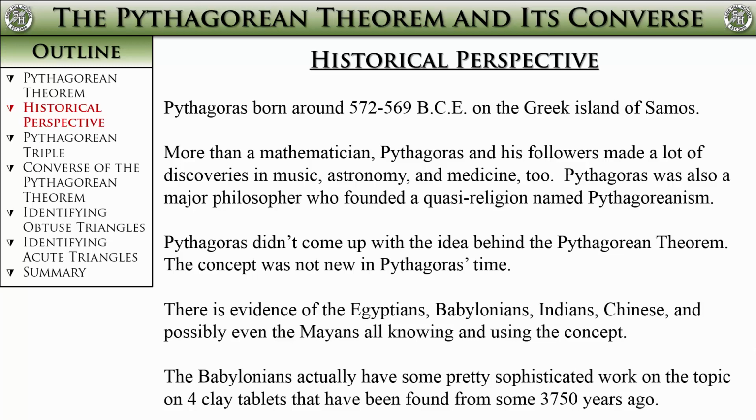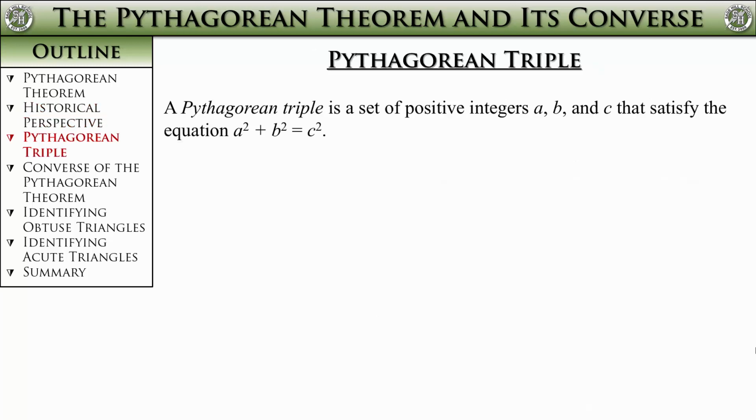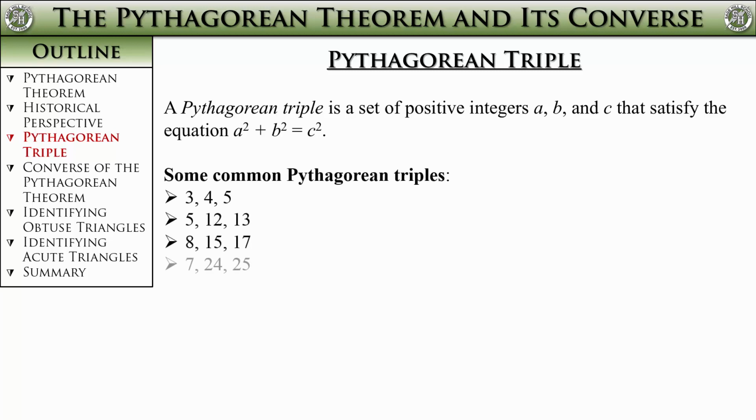Enough of the history lesson, though. Back to math. A Pythagorean triple is a set of positive integers, a, b, and c, that satisfy the equation a squared plus b squared equals c squared. The book actually says non-zero instead of positive, but I don't think that's quite right. Negative numbers, although they do satisfy the equation, shouldn't be included. Not that it's a big deal one way or the other. The basic idea is a Pythagorean triple is a set of 3 integers that work in the Pythagorean theorem, like 3, 4, 5, or 5, 12, 13, or 8, 15, 17, or 7, 24, 25.